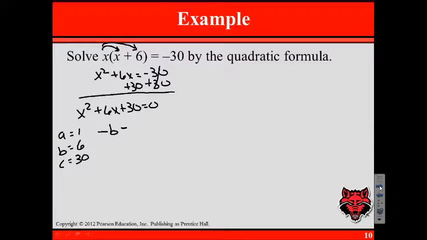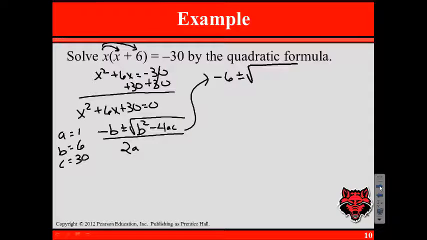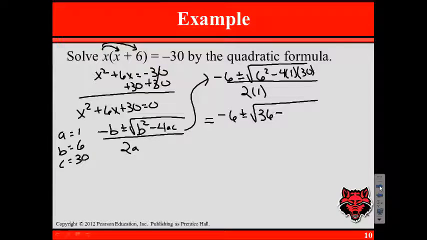We plug those values into the quadratic formula. Negative b plus or minus the square root of b squared minus 4ac all over 2a. Let's plug in and see what we get. This becomes negative 6 plus or minus the square root of 6 squared minus 4 times 1 times 30, all divided by 2 times 1. As we continue to simplify, this becomes negative 6 plus or minus 6 squared is 36, minus 4 times 1 times 30 is 120. All over 2 times 1 is 2.